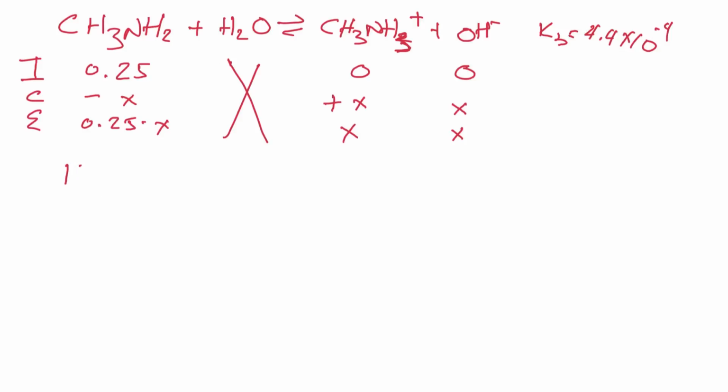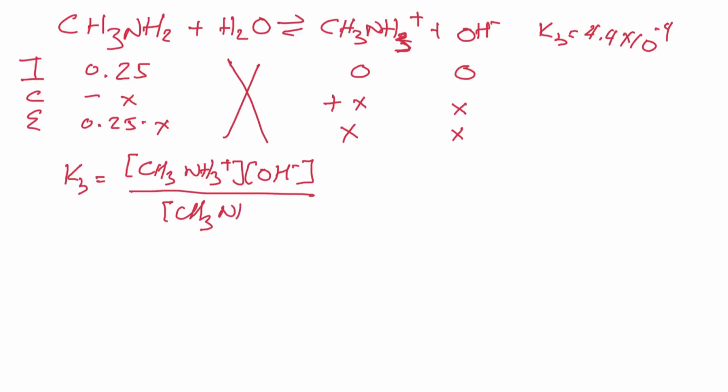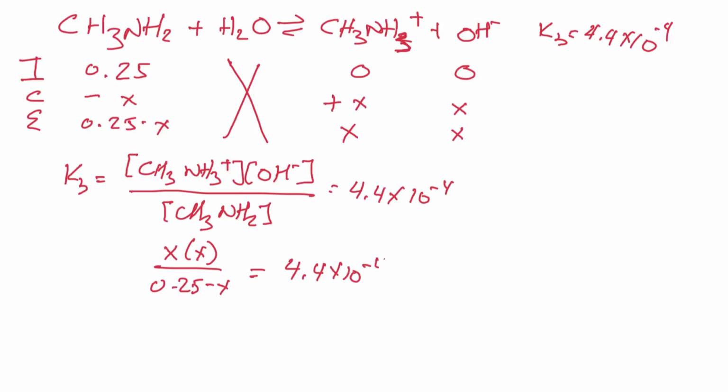Now I can write down my expression for Kb, which is the concentrations of the products, the methylammonium ion times the concentration of hydroxide ion, divided by the concentration of methylamine, set equal to 4.4 times 10 to the negative 4. Using my algebraic expressions, the concentration of each product is x, and the reactant is 0.25 minus x, equal to 4.4 times 10 to the negative 4.